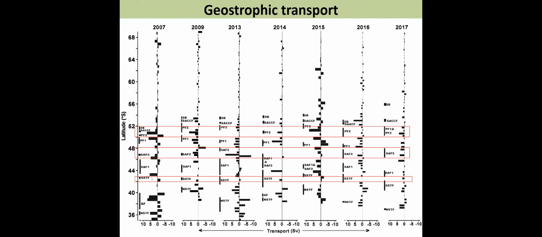Here I have shown it in terms of bars. Since the distance between 2 stations varied because of logistic reasons, what I have done is computed a transport per half degree width of latitude. And what I highlight here is the large variation of transport across, for example, polar front 2. We have some years, 2015 for example, with large variability, and 2007 as well.